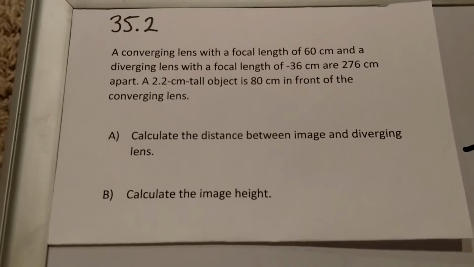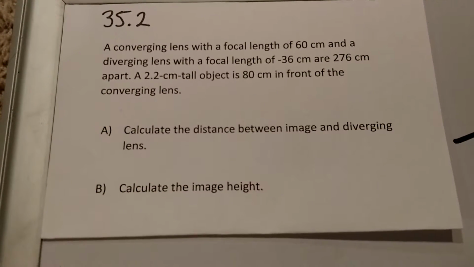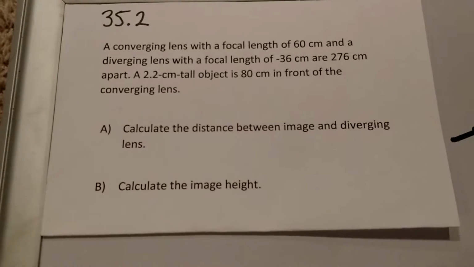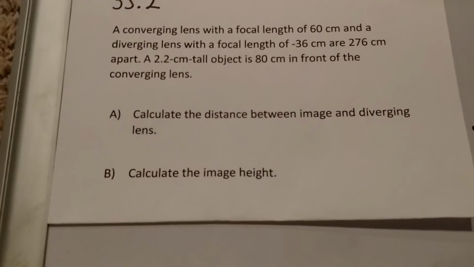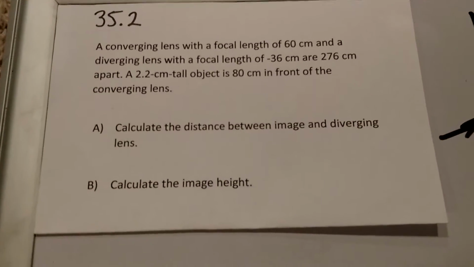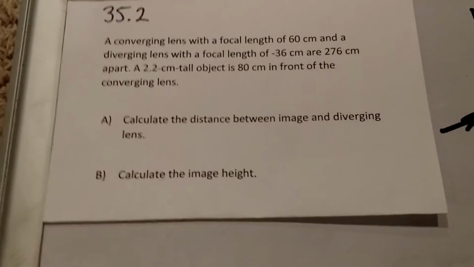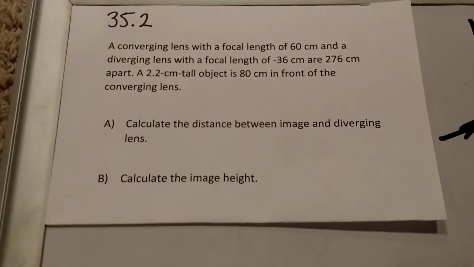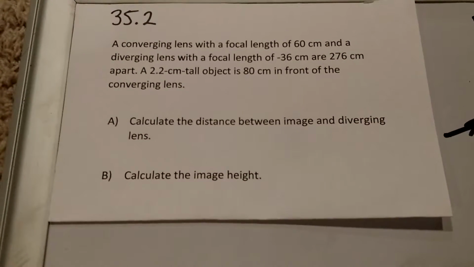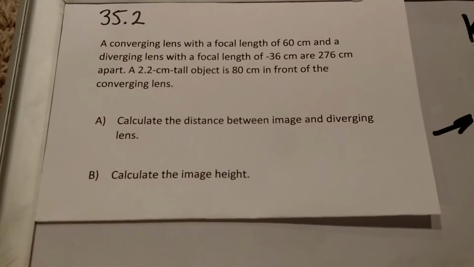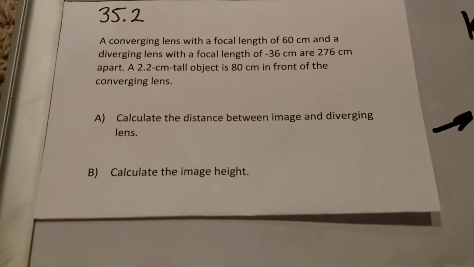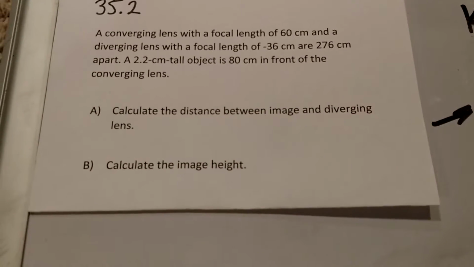Part A wants us to calculate the distance between the image and the diverging lens, while Part B needs us to calculate the height of that image. Now the big thing to remember here is that we have two lenses, so we will have two images. The image we are looking into particularly is the image created by the diverging lens.